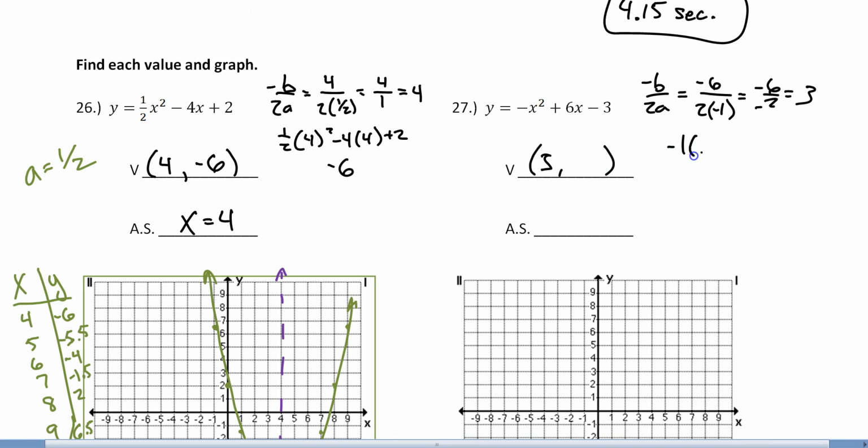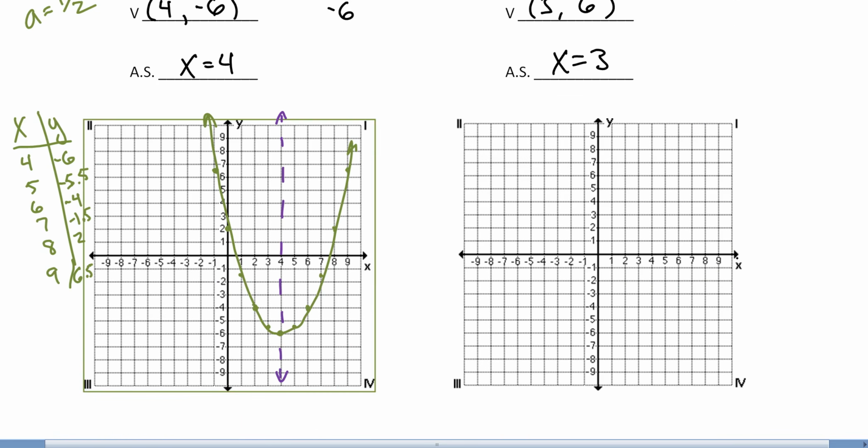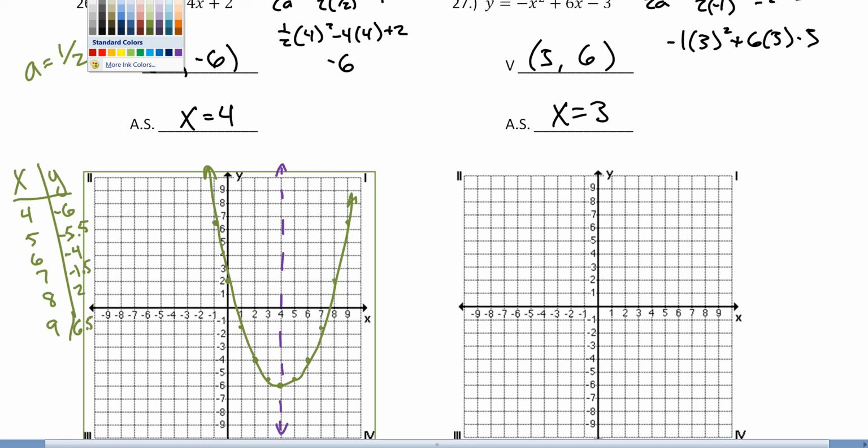And be careful, this is like a -1 x squared. And I like to treat it as a -1 and always use parentheses to plug things in. You'll make fewer errors. And you plug that in, you get a 6. Okay? Axis of symmetry is x equals the x value from the vertex. So then down here, I just start plotting this thing.